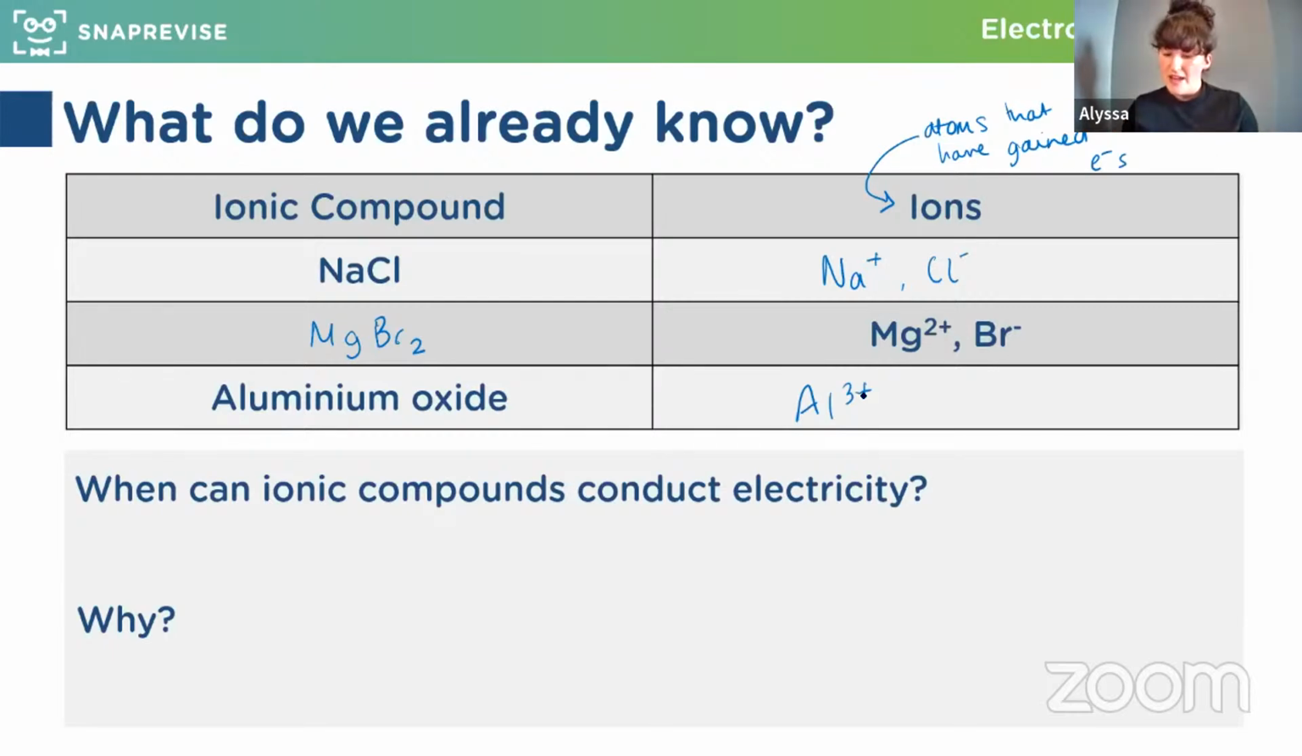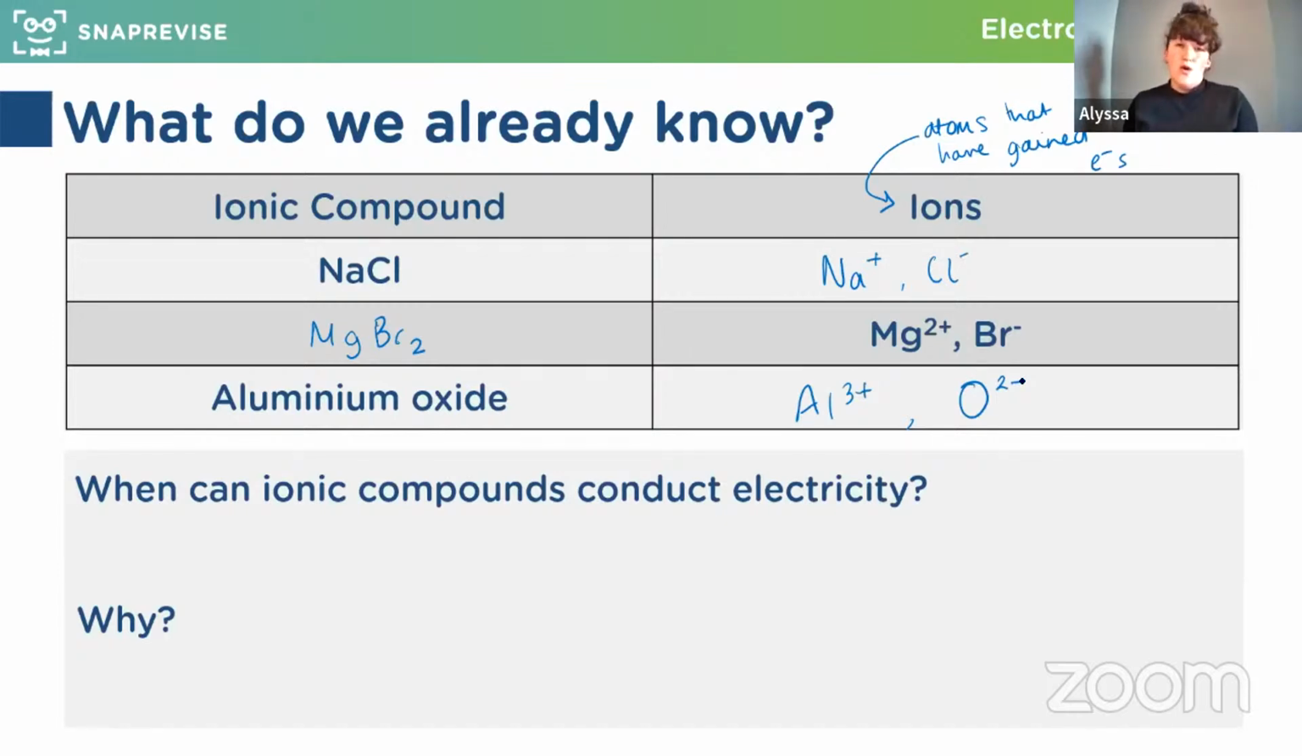Fantastic. And then oxygen is in group 6. That means it's got 6 electrons in its outer shell. Because it's a non-metal, it gains 2 electrons. So it's gained 2 extra negative charges, so it becomes O2-. Very good, well done, fantastic.